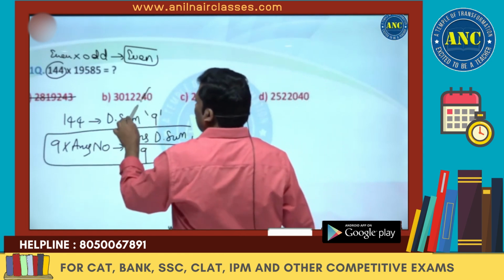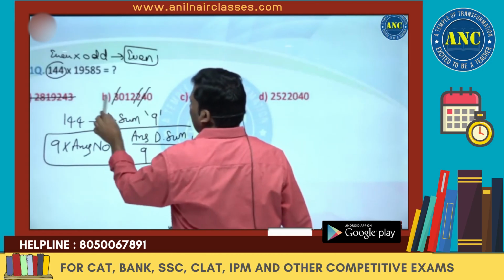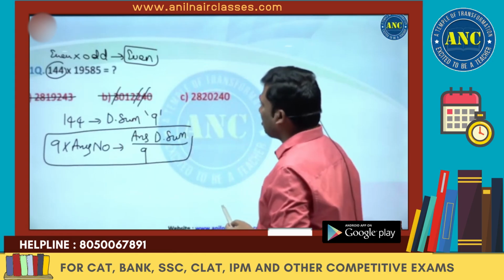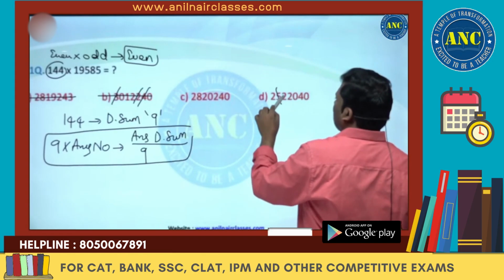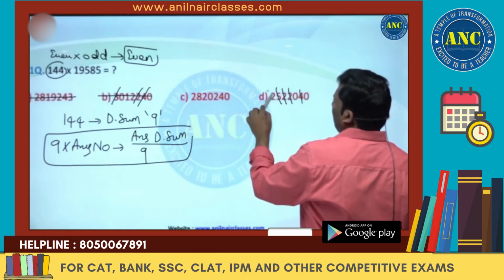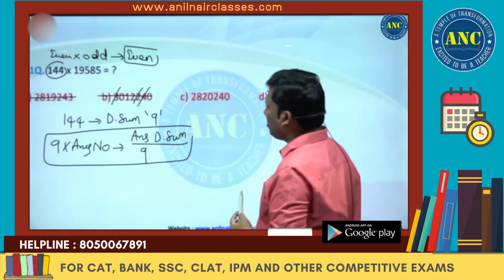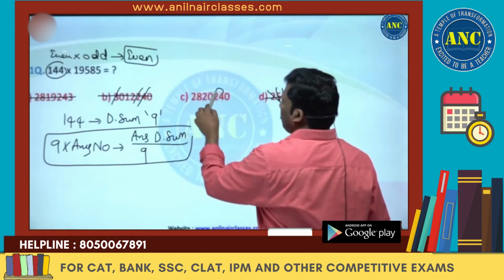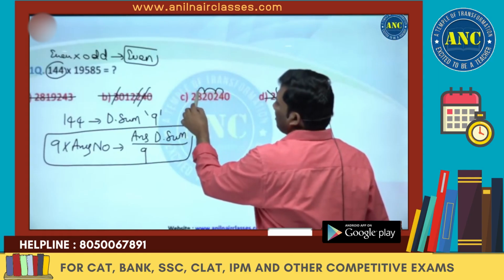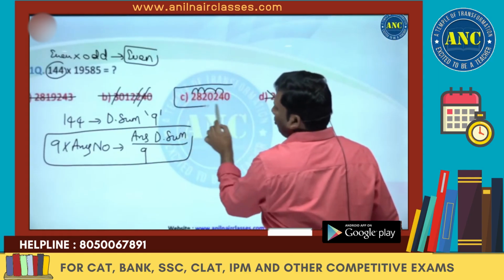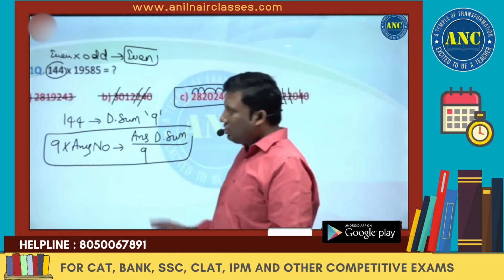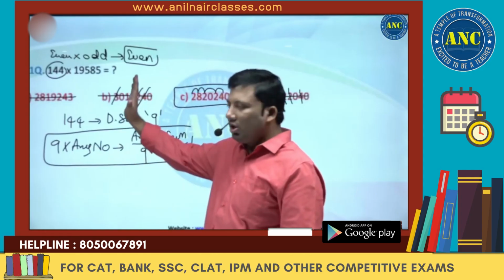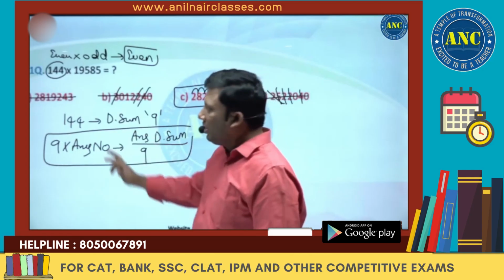So 4 plus 2 is 6, 6 plus 3 is 9. It is not 9, so this is not possible. 5 plus 2 plus 2 is 9. 4 plus 2 is 6, not possible. 4 plus 2 is 6, 6 plus 2 is 8, 8 plus 8 is 16, 16 plus 2 is 18. Answer is C. Just by looking at the question, you don't need to multiply anything, sir.